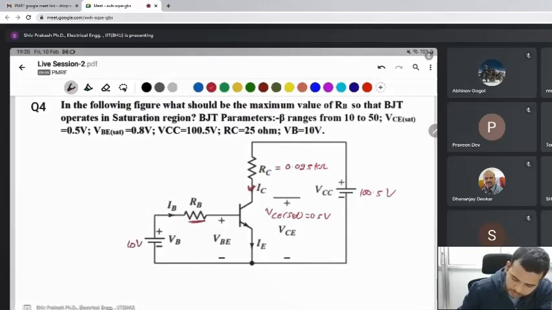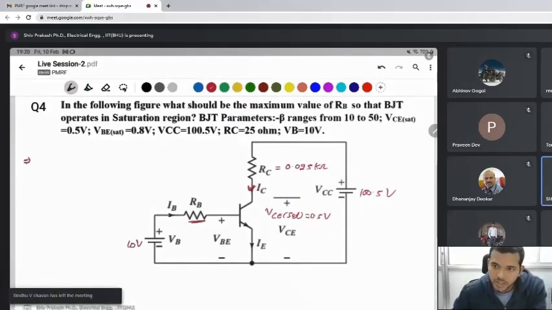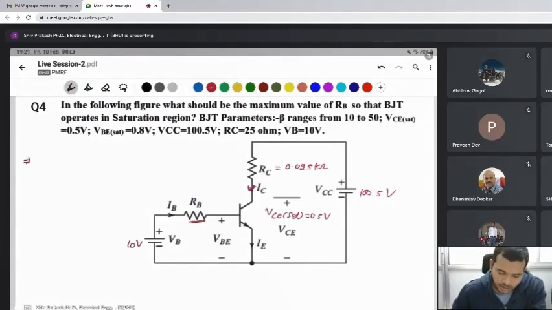First of all, apply the KVL. A student says: VCE can be taken as 0.2, sir. No, VCE saturation is given as 0.5 volt, so you can't take 0.2 volt. If it is not given, then you can. Student: But VCE can be taken as 0.2, sir.